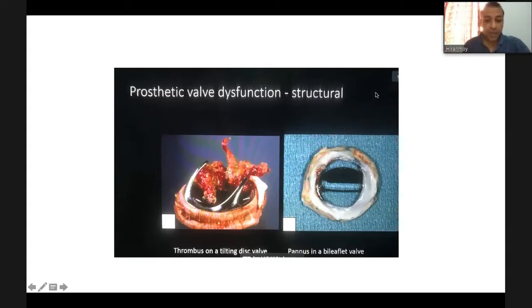Another thing is the rate of onset. Thrombus is acute or subacute onset, so there is rapid deterioration of the patient's hemodynamic profile and symptoms. But pannus formation is a slower process. It forms very slowly, around 6 months to years, to cause obstruction of a valve. But thrombus can form within a few weeks or even some days and cause valve stenosis.